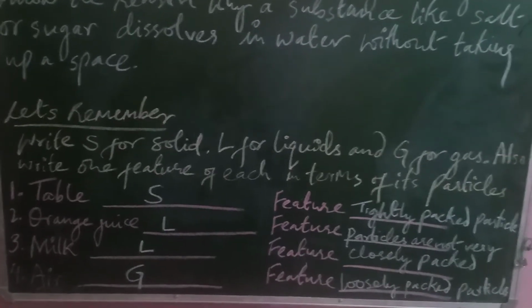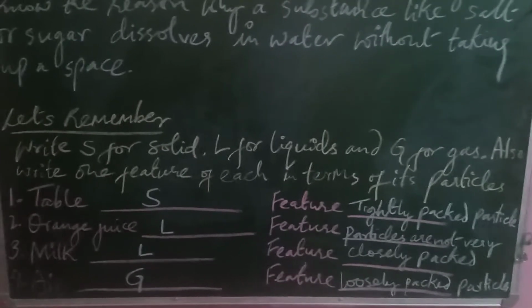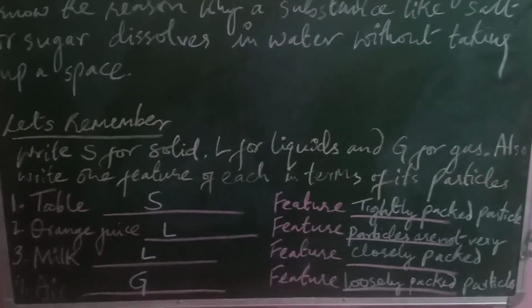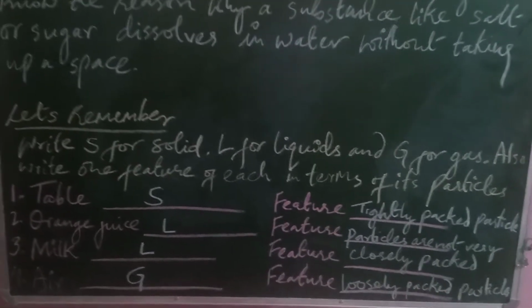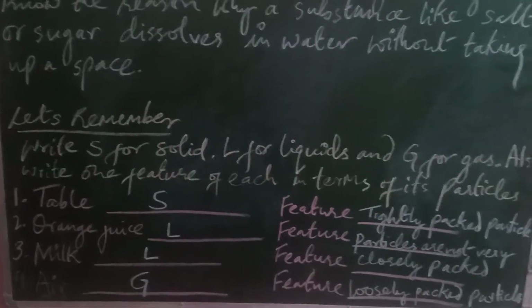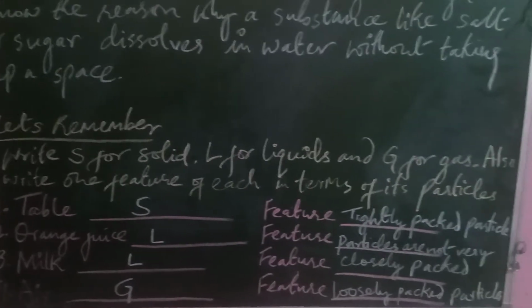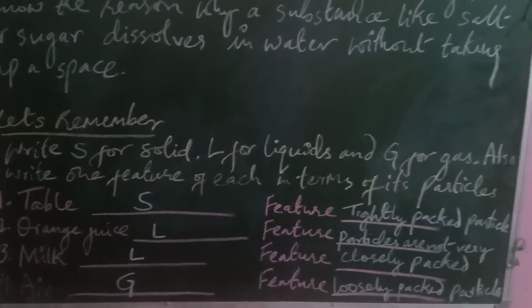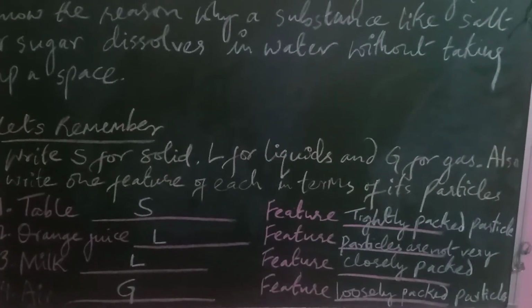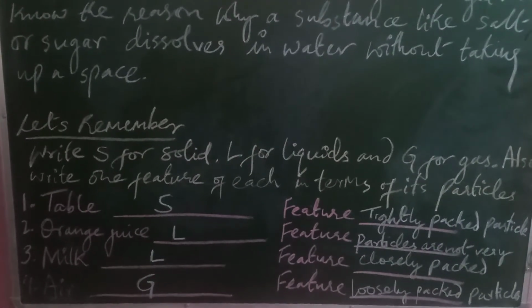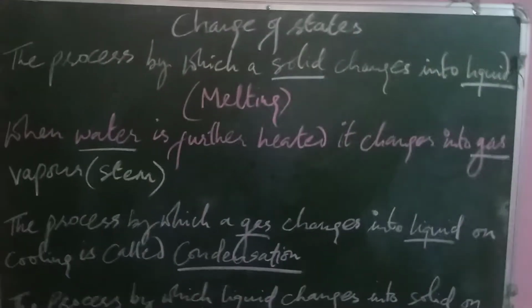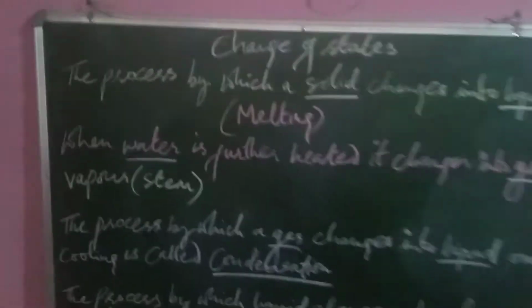And number 3, milk is also a liquid, and its particles are not very closely packed either. Then question 4, air, which is in gas form, with loosely packed particles. We have to write loosely packed particles as the feature. Okay, moving on. Now let's begin with the changes of state.